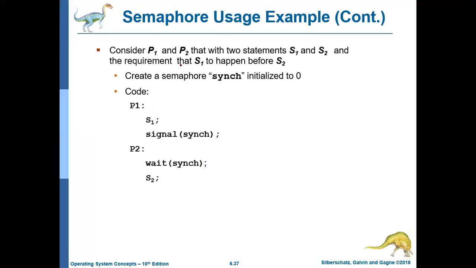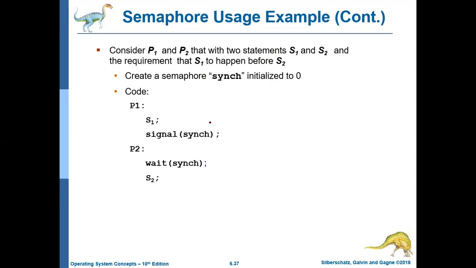Now, suppose P1 and P2 are two processes with two statements S1 and S2. There is one statement S1 in P1, and another statement S2 in P2. The requirement is that S1 must happen before S2. Can you manage this using semaphores? Yes, we can also manage this kind of question.